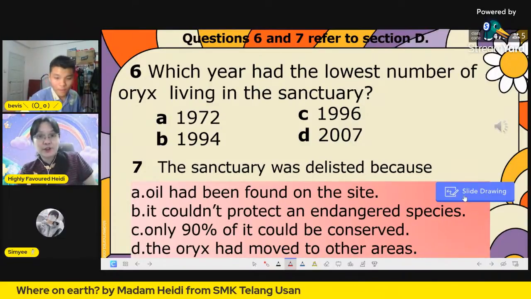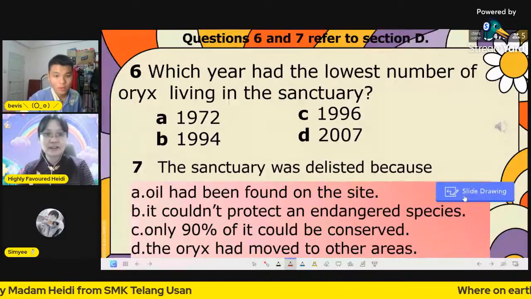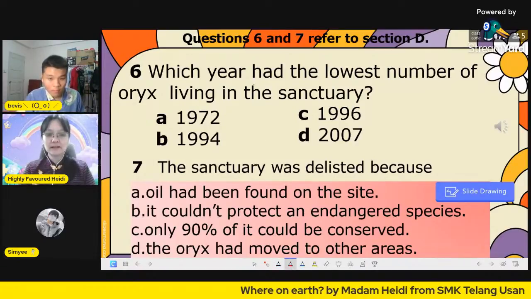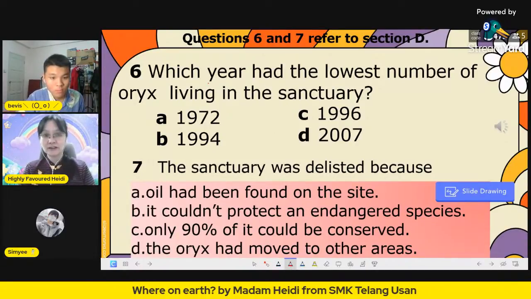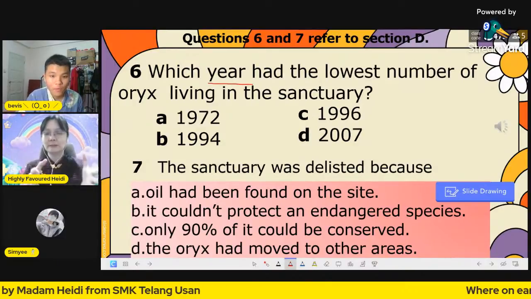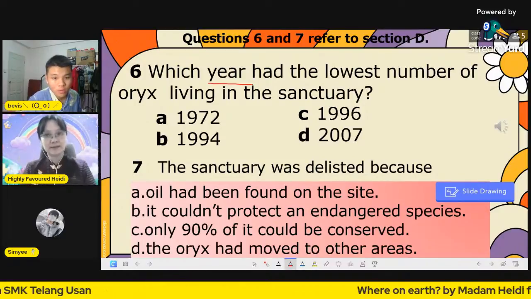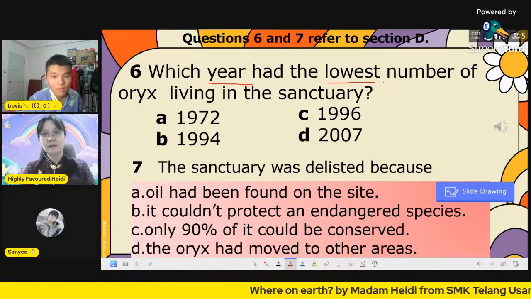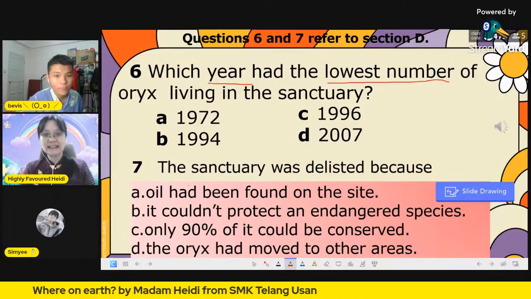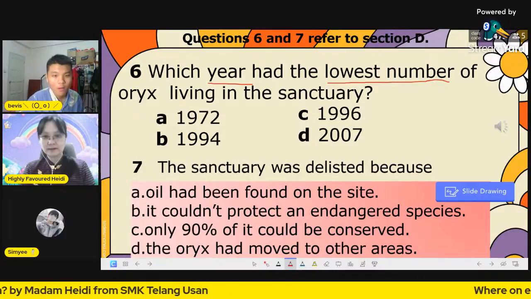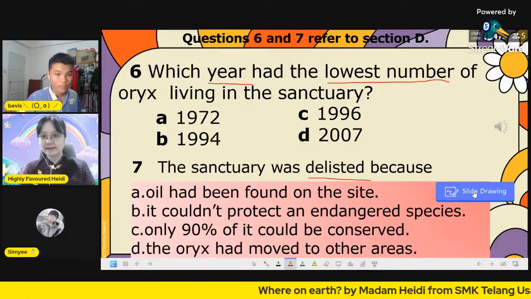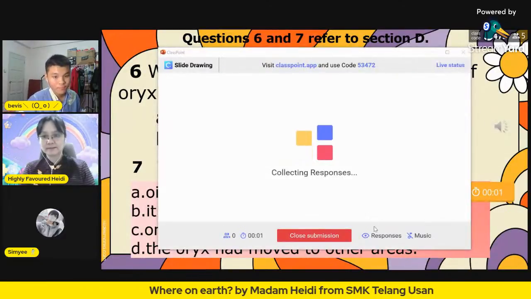So which year had the lowest number of oryx living in the sanctuary? Okay, which year? All right, when you are attempting reading or listening, make sure you underline at your test paper, right? Underline the keywords, okay? So that you're focused: lowest number. Then after that, the sanctuary was delisted. This one, delisted, because of what? Okay, so listen to it and try to answer.